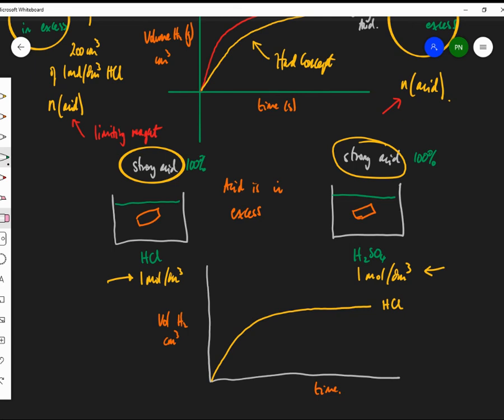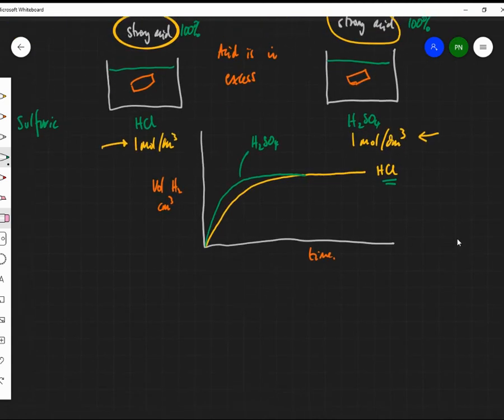It would. Well done. Sulfuric acid. And by the way, we spell sulfuric like this these days. We don't spell it like you do. Sulfuric acid will be faster, and then it will come down to the same level. So this is the sulfuric, and this is my HCl. Does anyone know why? This is a clever question. No one. Okay, let's move this up. It's a bit of a mean question, isn't it?